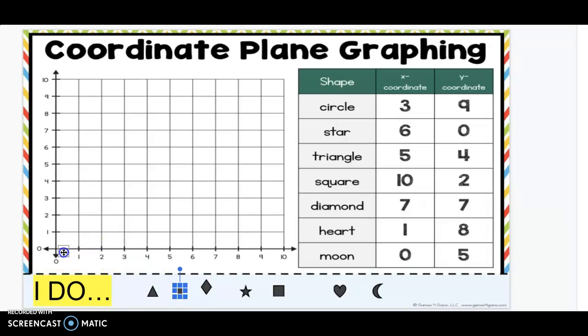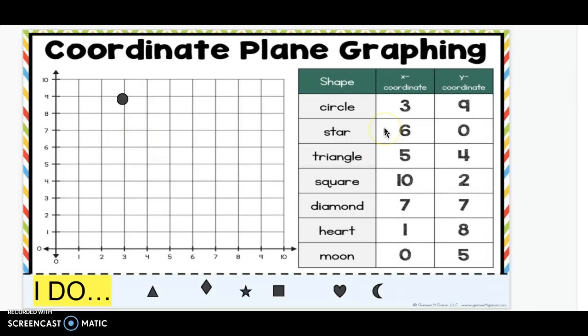at 0, and I'm going to go over 3. I'm going to go up 9. I always go over, and then I go up, because first is x, then is y. Over, and then up. You might make a motion. Over and then up. Here we go.